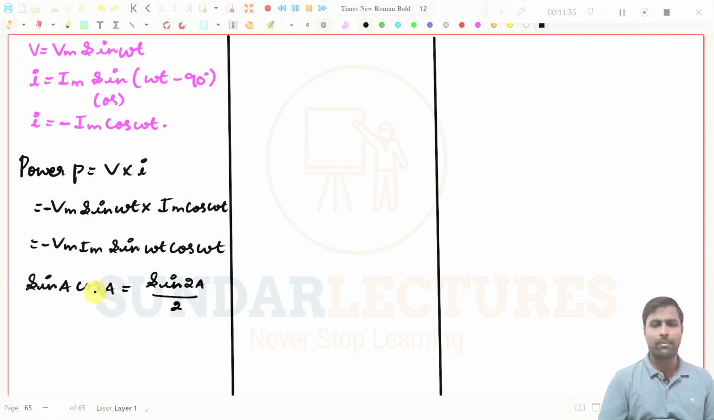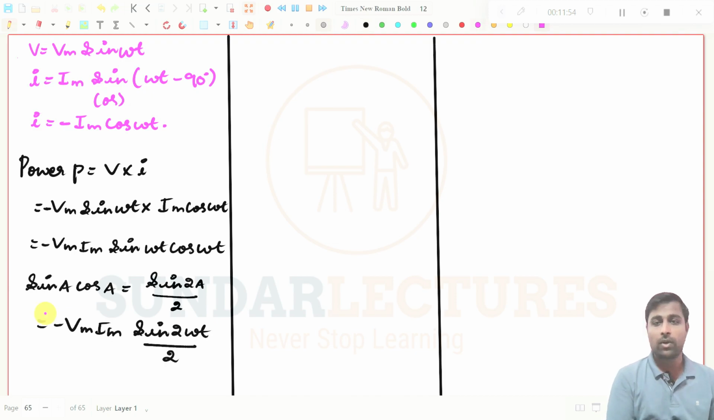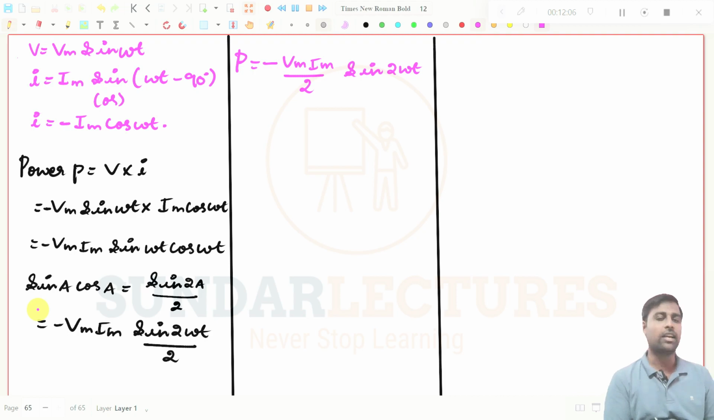So this is the formula. See, this one is like that. So sin a cos a. So what we can do right here, so minus Vm Im, we can write this expression as sin of 2 omega t divided by 2. So finally, what is the power value we can write? So P will be equal to minus Vm Im divided by 2 sin of 2 omega t, right? So this is the final expression for power, right?